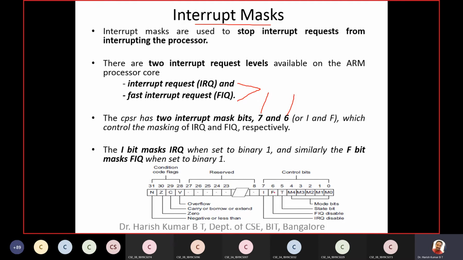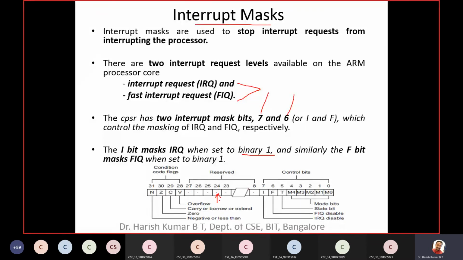If you want to mask the fast interrupt, make the 6th bit 1. The I bit masks IRQ when set to binary 1. So if I make this bit 1, the slow interrupts are masked, disabled, prevented from being delivered to the processor. Similarly, if I make the other bit 1, the fast interrupts are prevented from being delivered to the processor.